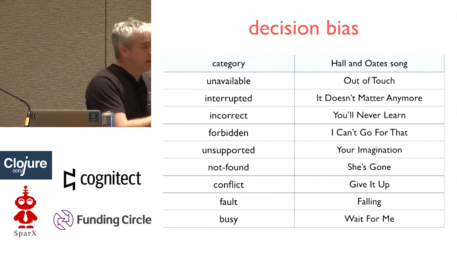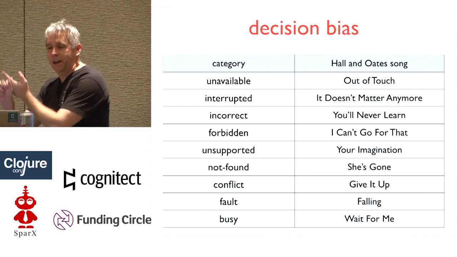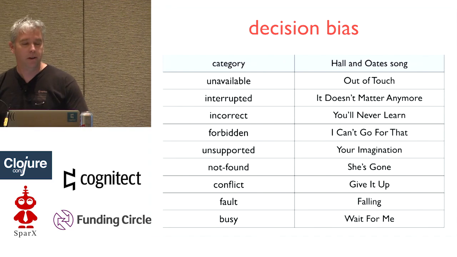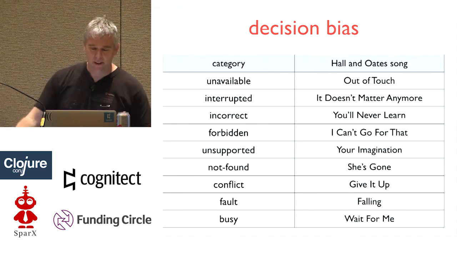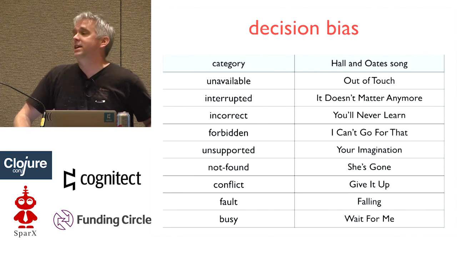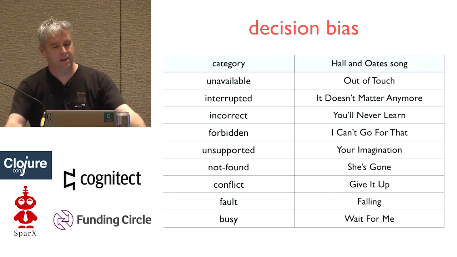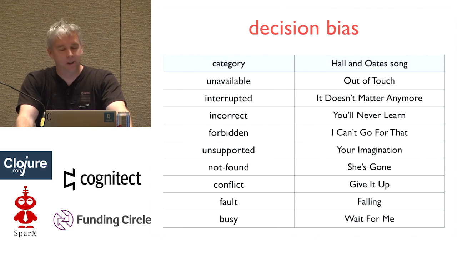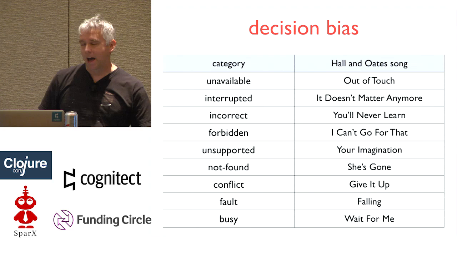Right? The resource could be unavailable, in which case you're out of touch. You could have been interrupted. It doesn't matter anymore. You could be incorrect. You'll never learn. It could be forbidden. I can't go for that. It could be unsupported. In your imagination, I'll do that operation for you. Something could be not found. She's gone, baby. Conflict, give it up. This isn't going to work. You could have a fault, we're failing here. Or you could be busy, wait for me, come back and try again, and I'll be good.